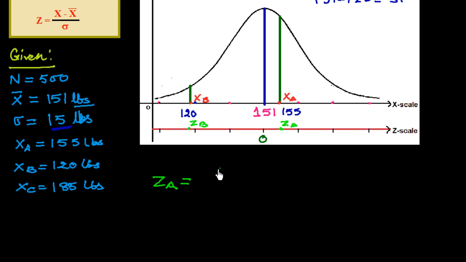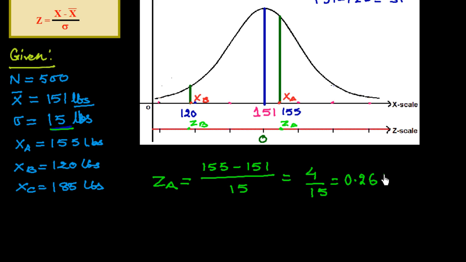Corresponding to xa, x is 155, x bar is 151, and the standard deviation we know is 15. So it is 4 over 15, which is 0.2667, or we could say approximately 0.27. So we write here 0.27. This is the corresponding value of 155 on the Z scale.